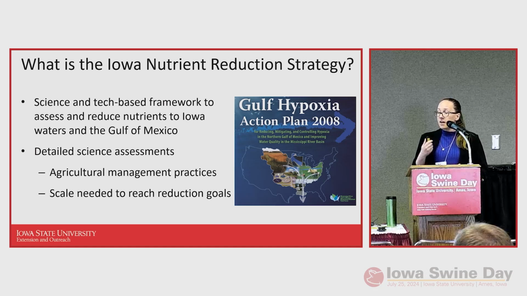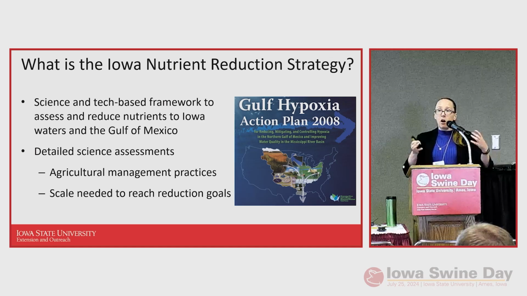Within this strategy, there are two main components. There is an assessment of different management practices, agricultural management practices, things that we can put on the ground or in the ground to reduce loss. And then there's also scenario models. These are kind of to give us an idea of the scale of implementation needed. So how many of these different practices do we need to put on our landscape to reach our goals?